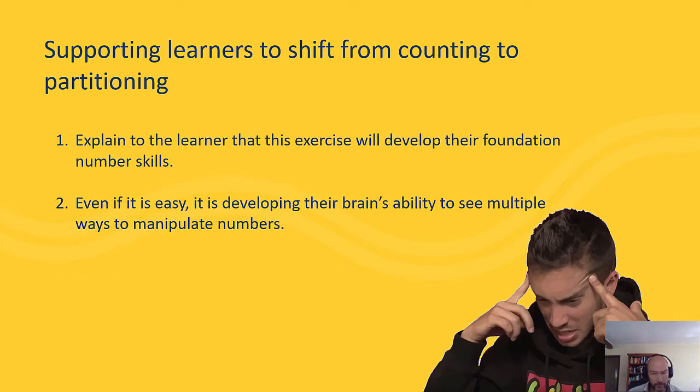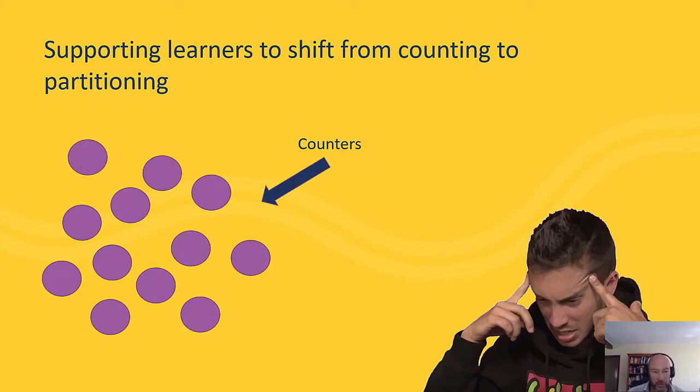So here we go. You would sit down with the learner. You can do this one-on-one or you can do this in small groups, and you explain to the learners that this exercise is to develop their foundation number skills. And even if it's easy, it's still going to develop their brain's ability to see multiple ways to manipulate numbers. So what you do is you hand out counters to each learner.